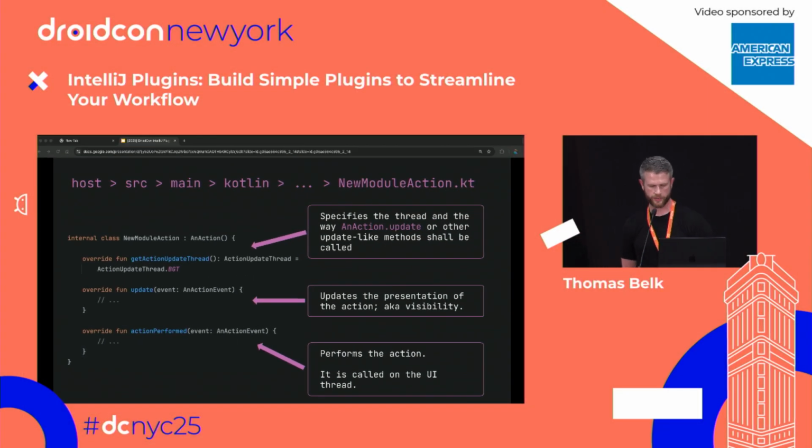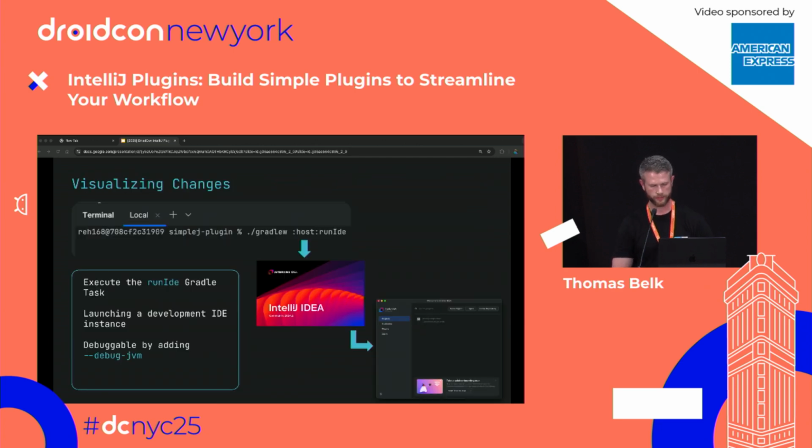There are three main functions of an AnAction. getActionUpdateThread, which determines the thread on which the update should be called. Update, which can change the presentation of the action, changing its visibility, icons, the actual text. And actionPerformed, which performs the action while executing on the UI thread.